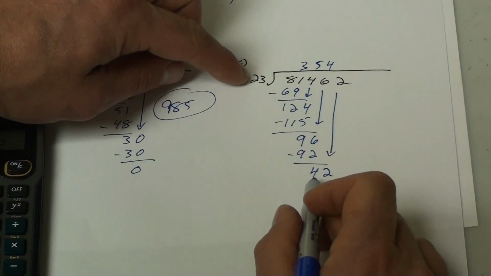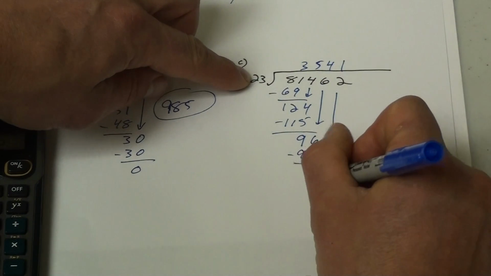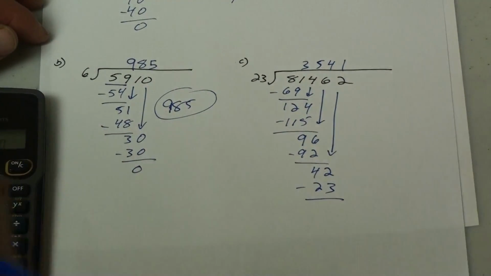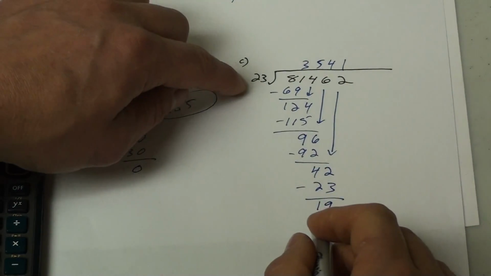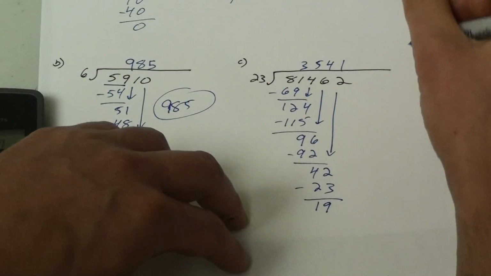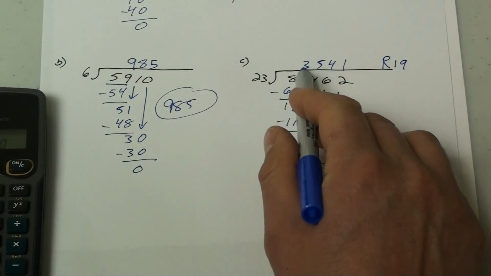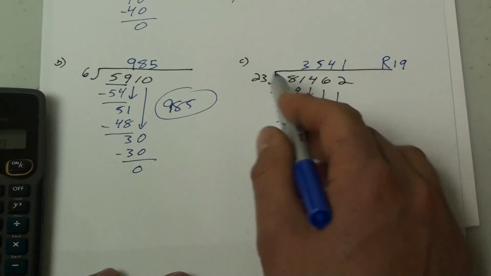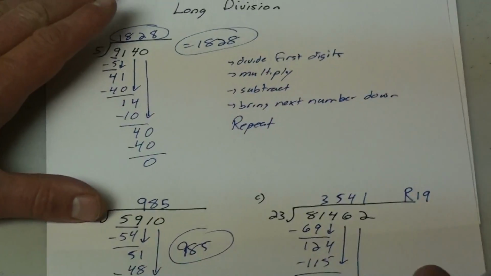How many times does 23 go into 42? It only goes in 1 time. Multiply. 42 subtract 23 is 19. 23 to 19 is not enough, so that means I have a remainder of 19. So the answer is 3,541 with a remainder of 19. This is a short little lesson on how to do long division.